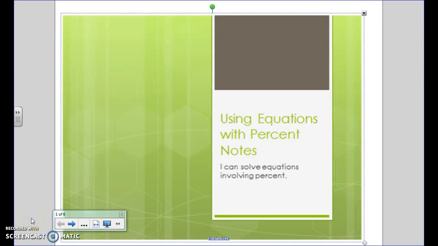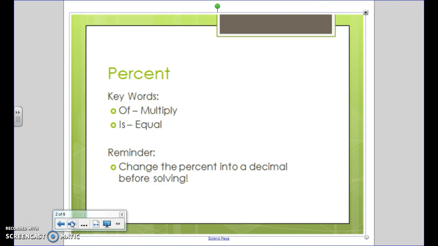This is Mr. Gillum, and today we're going to be using equations with percents. And so we're going to be setting up some equations and solving them for the missing whole number or the missing percent. There are a few key words that I want you to really concentrate on. Sometimes they're not actually in the problem, but when you think about it, you'll hear yourself saying these words, and that'll give you a clue as to how to solve the problem.